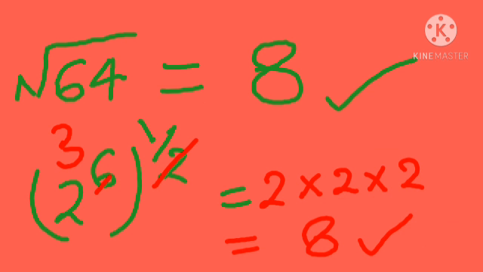Now, another method we discussed earlier: 64 I can write as 2 to the power 6, and square root means half the power. So after solving we get the answer 8.